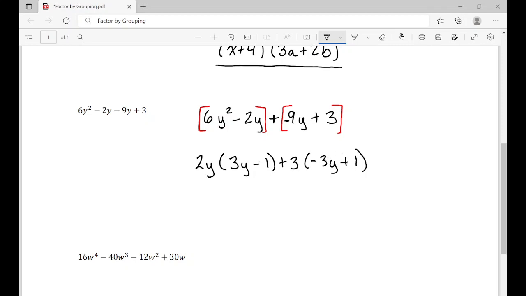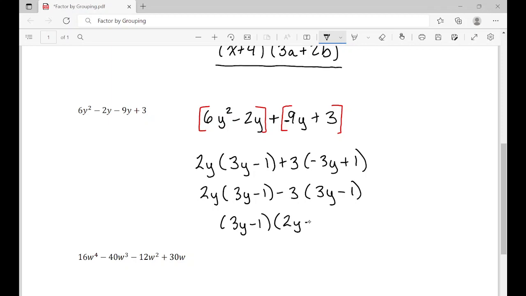So I factored out 3, but what I probably should have done, and if you don't see it right away, you can always do it this way, I can just factor out a negative. So instead of a positive 3, I can factor out a negative 3, which changes all the signs in here. So whatever they are, flip it to the other side. And now my parentheses match perfectly. So I can factor out a 3y minus 1, and I'm left with 2y minus 3. And this is my factored form.